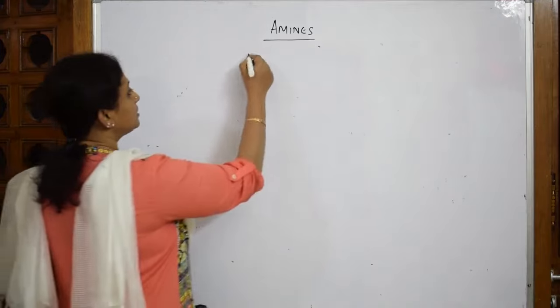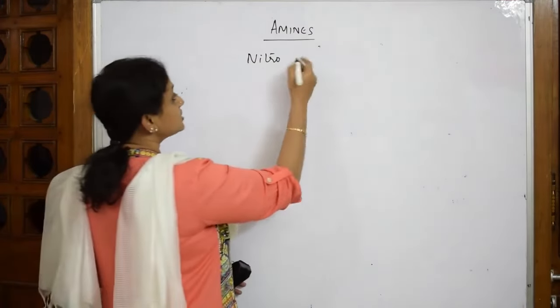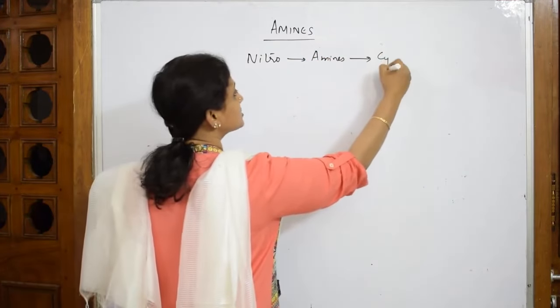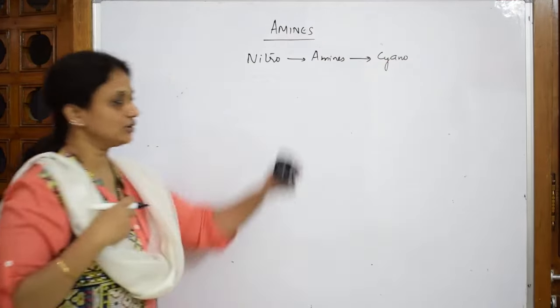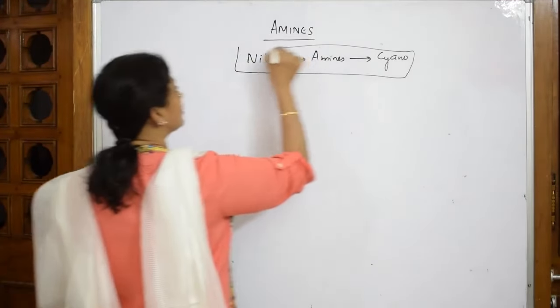So always remember, whenever you are given a nitro compound, nitro is first converted to amines. Amines are then converted to cyano compounds. Remember this. And cyano can be converted further. So this is your sequence. Always remember. How should I go about this?